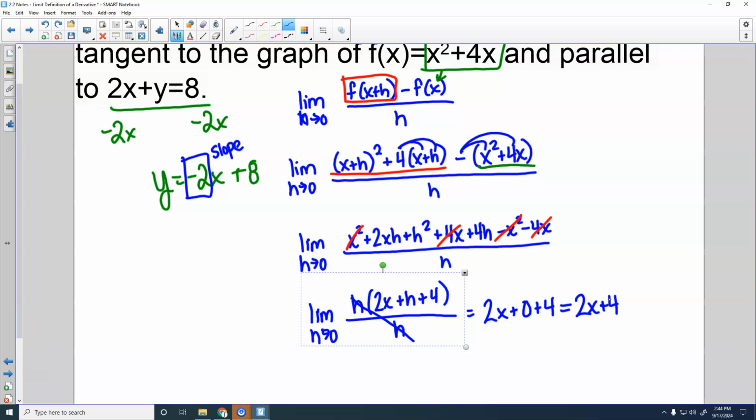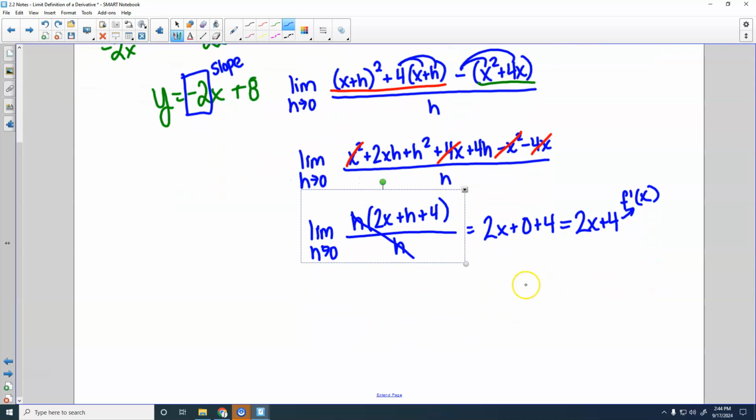Okay. All right, so that's all of that work to get the derivative, right? This is f prime of x that we just found right here. It's our derivative. My derivative tells us the slope of the tangent line. So 2x plus 4 gives us the slope of the tangent line. We want to see where 2x plus 4 equals negative 2. So we're going to set those equal to each other.